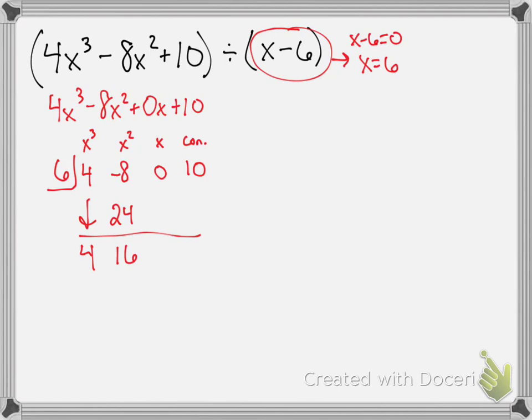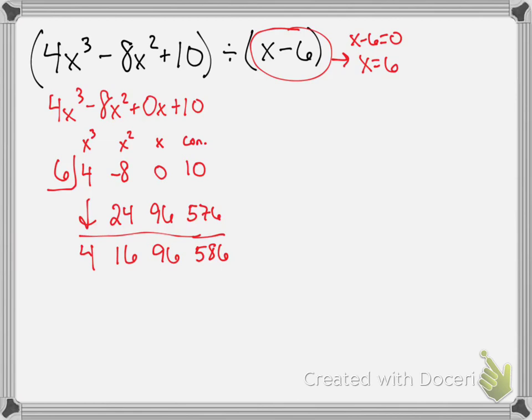And then repeat. Take the 16 and multiply by the 6. You get 96. Add the column. You get 96. Then we'll go ahead and repeat. 96 times 6, 576. So we got some bigger numbers here. Again, just how it kind of works out. Add that last column. Get a final result of 586.